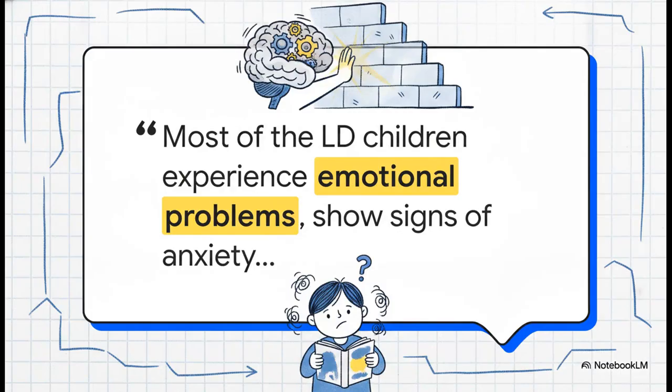And man, this daily struggle takes a huge hidden toll. Just listen to what the research notes. Most of the LD children experience emotional problems, show signs of anxiety, moodiness, and emotional fluctuations. I mean, just imagine the profound frustration of being a really smart, capable kid, but constantly hitting a brick wall every time you try to prove it. So that anxiety and moodiness, they aren't just secondary behavioral issues. They are the direct emotional fallout of a fundamentally misunderstood academic reality.